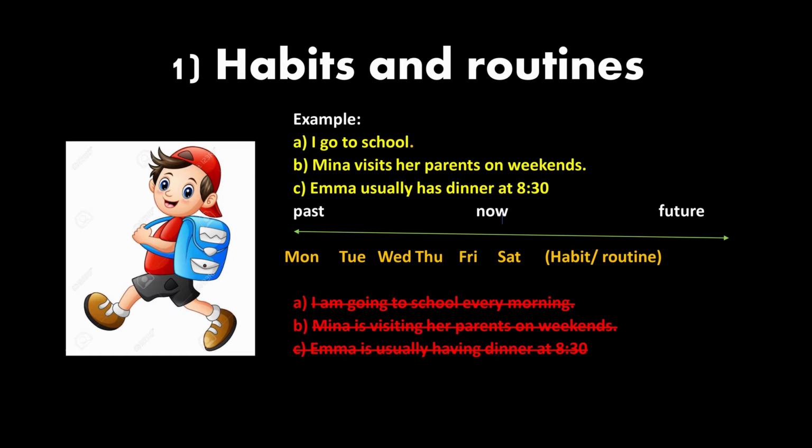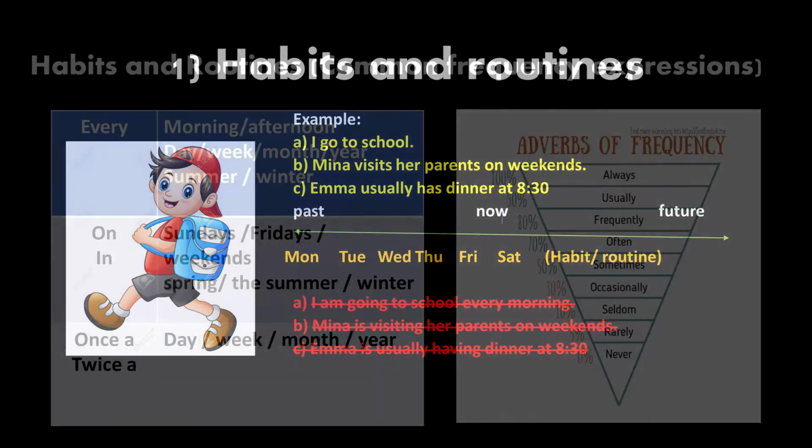Alright, here are some more examples. Meena visits her parents on weekends. Again, this is something that Meena does regularly every weekend. In our next example, Ima usually has dinner at 8:30, meaning that it is a part of her routine to eat dinner at 8:30 every day. In all these sentences, you should note not to use the continuous form, remember that.